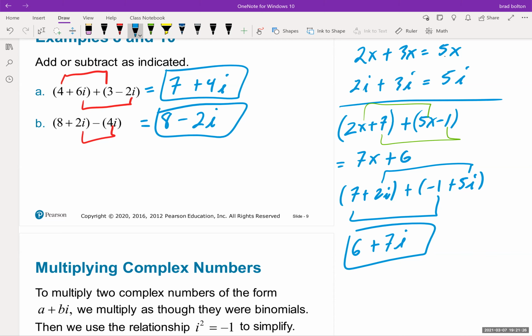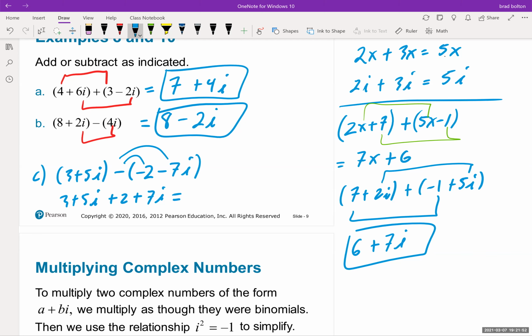Okay, so adding and subtracting is really not that bad at all. Let's do one more. Let's say that I have 3 plus 5i minus -2 minus 7i. Okay, so once again, I take the real with the, oops, you know what? I better distribute first. So let's do 3 plus 5i plus 2 plus 7i. I just distributed the negative to both of them. So now this will become 5 plus 12i. So once again, nice and easy.